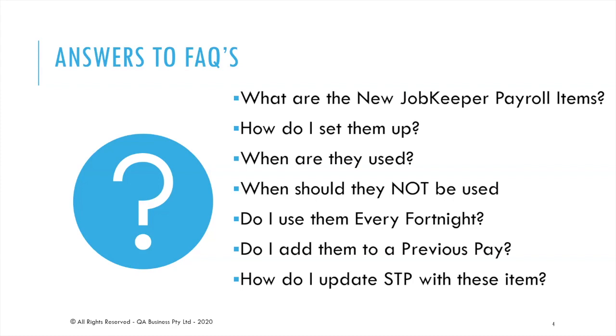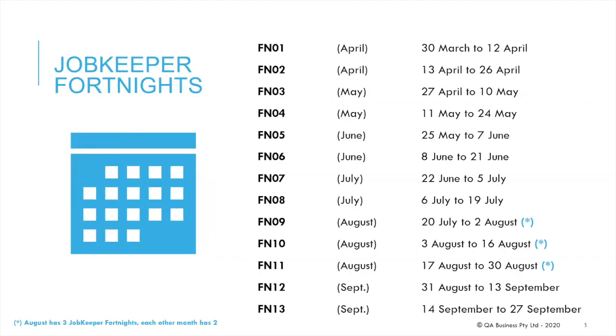How do we update our single touch payroll for these items and let the ATO know that I've had a start period of 01 for the first fortnight in JobKeeper? You've got to do it quickly. It's something that's got to be done probably now, at the end of April. You can do it later, but it may impact when you're going to actually get reimbursed for the JobKeeper payment.